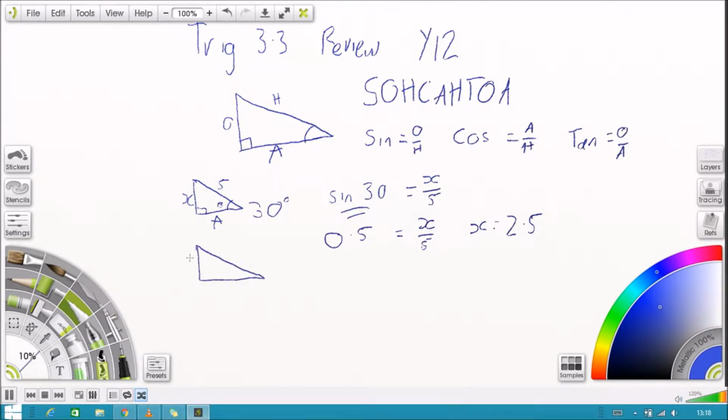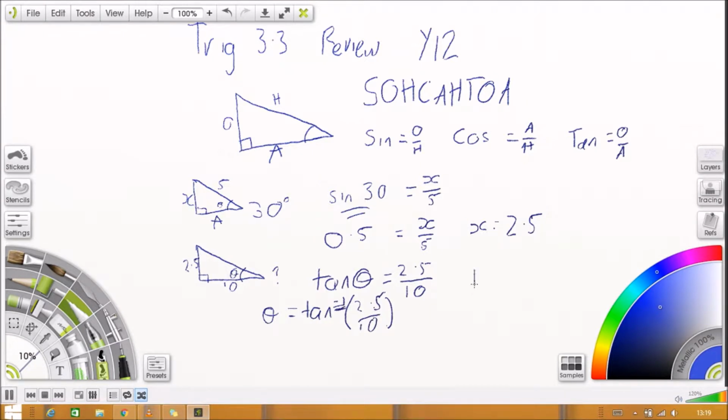So here's another triangle with one side 2.5 and another side 10. This time we're going to try and find the unknown angle. We've got the opposite and the adjacent, so we're going to use tan, TOA, and we're going to use an inverse of tan, which takes the relationship between the two sides and gives you out an angle. This is not to be confused between inverse tan and 1 over tan, because this negative power of 1 does not mean 1 over in this particular case.